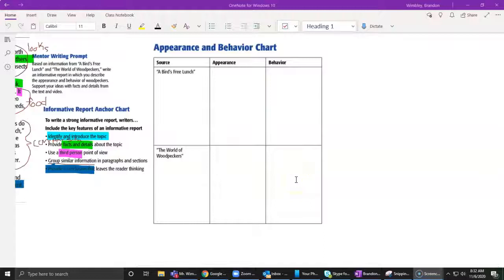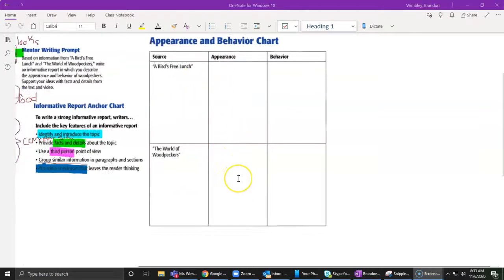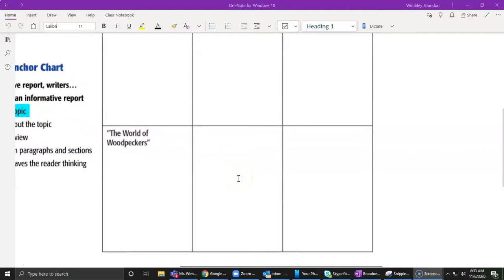For today's writing, we're going to be continuing looking at this mentor text report, but we're going to be pulling information not from our essay that we read, but actually from a video. So we're going to watch this video of woodpeckers, and we're going to use it to fill out our graphic organizer chart. Do you remember we did the appearance the other day? Or the appearance from A Bird's Free Lunch. So today we're going to do it from the world of woodpeckers. So let's begin. The video is going to show us stuff about behavior and appearance of those woodpeckers.